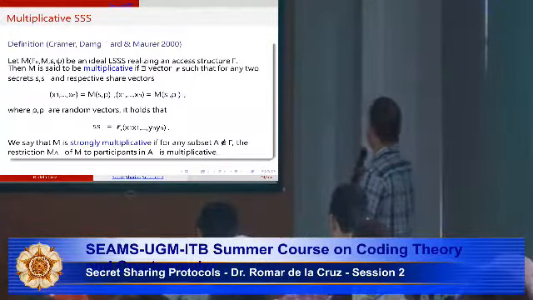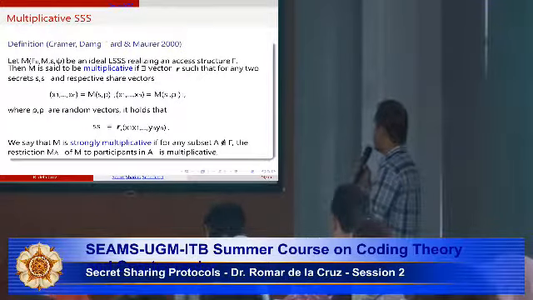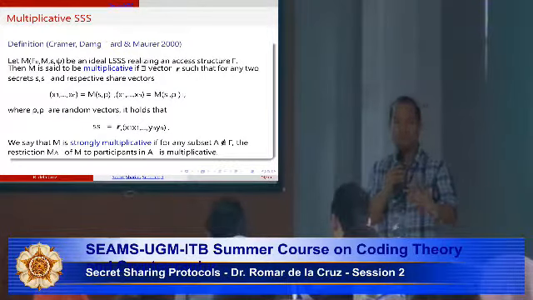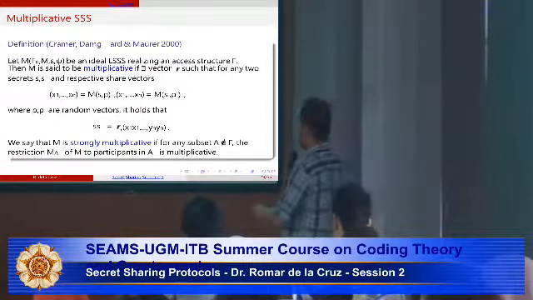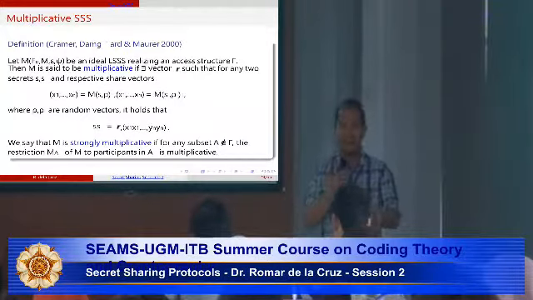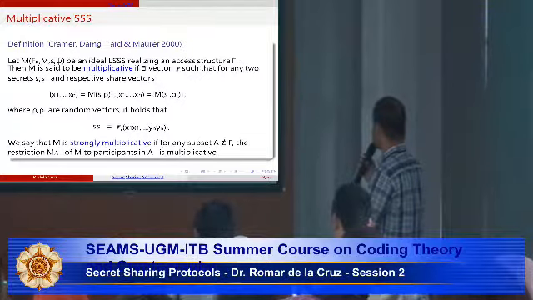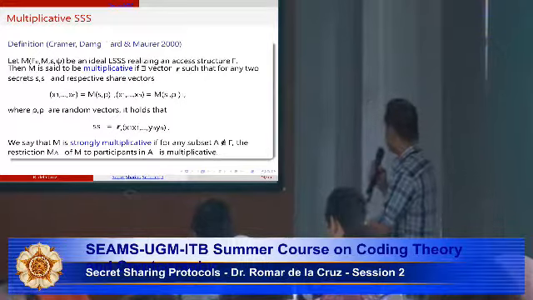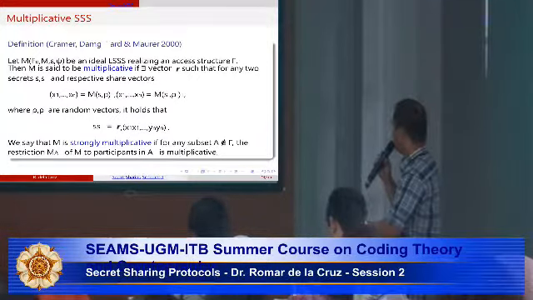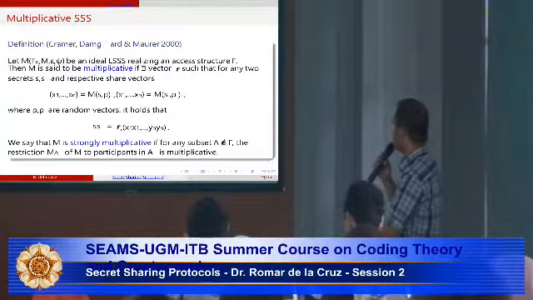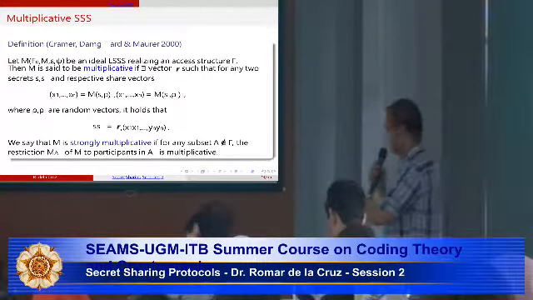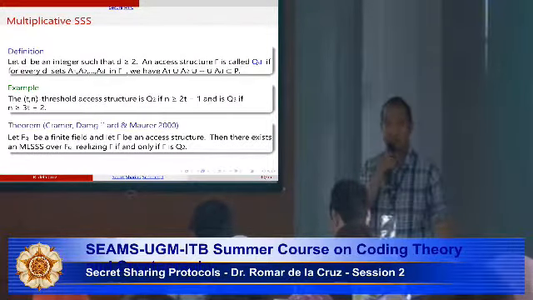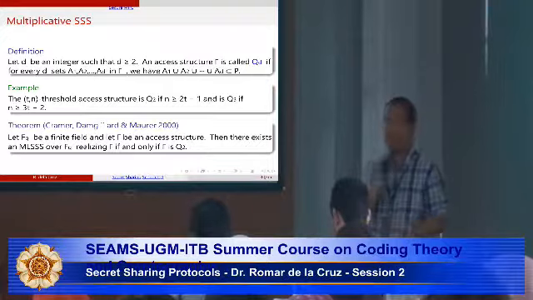Now, to characterize multiplicative schemes, it depends on the access structure. You cannot construct multiplicative schemes for all access structures. So the access structure must satisfy this property. It's called QD. An access structure is QD if you take any D sets not in the access structure, their union doesn't cover the set of participants. So that's what we mean by QD.